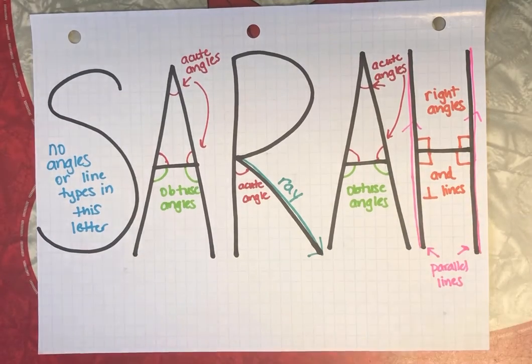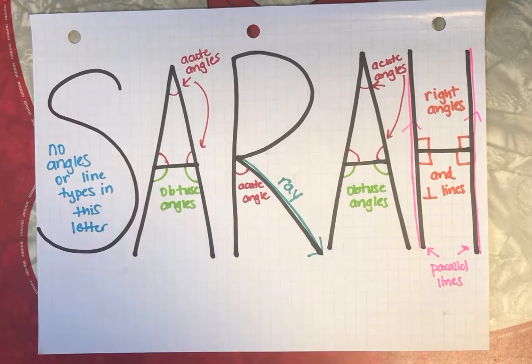Now, you may have completely different letters in your name than me. You may find that you have lots more acute angles, or you may have a name that has a lot of perpendicular lines. You may have a name that you feel like you can see a line or a line segment in. So just be creative.